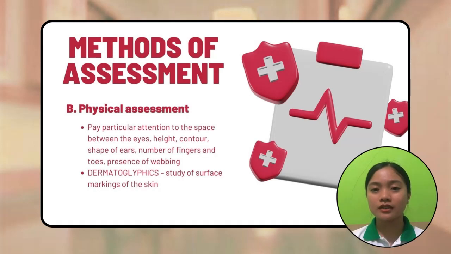So aside from history taking as part of the assessment, physical assessment will also be done. While the doctor is conducting the interview, the doctor is already assessing the patient while talking with them. The doctor might observe the space between the eyes, shape of the eyes, shape of the ears, the location of the ears, the number of fingers and toes, height, and other physical characteristics. They will also check the skin for surface markings, termed dermatoglyphics. What should be normal, especially in the palm, is that there should be more creases or lines.